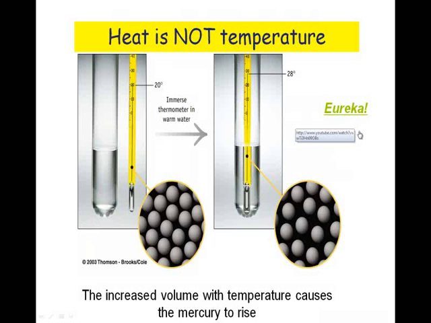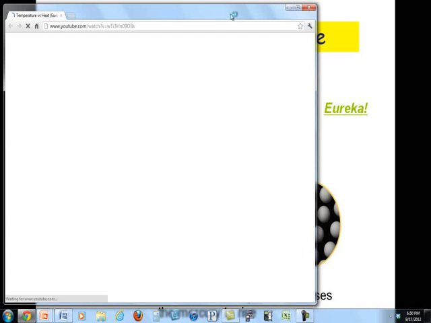Be careful not to confuse heat and temperature. When something gets hot, it gains energy, the particles start to move apart, and that moving apart, that expansion, is read on a thermometer. Okay? So the increased volume causes the mercury or the alcohol in the thermometer to rise. They're a little bit different. Let's just watch a little Eureka video on the difference between heat and temperature.